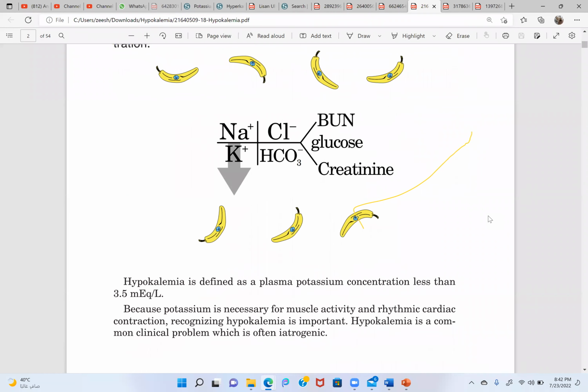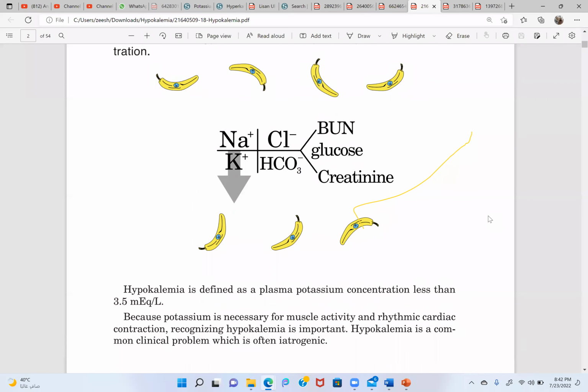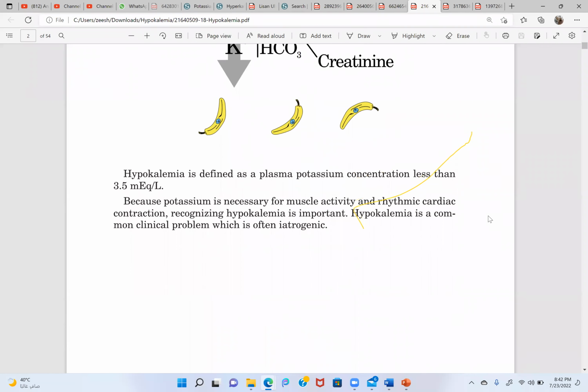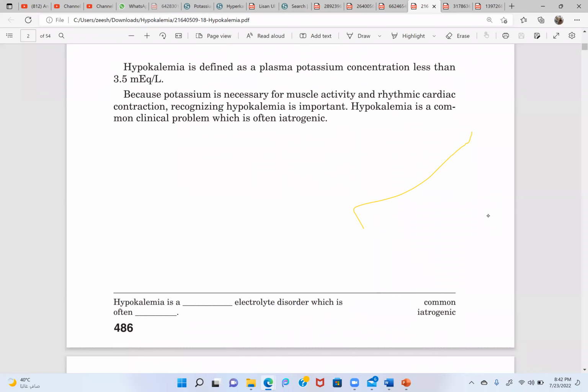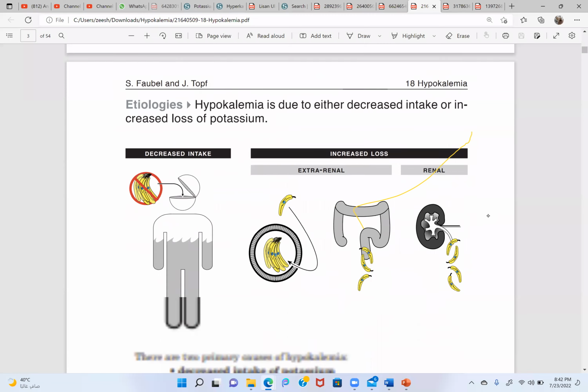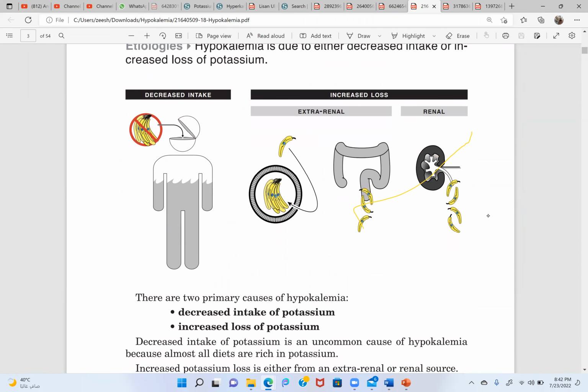Anyways, so this is hypokalemia, low potassium, less than 3.5 milliequivalent, and we will just revise whatever we discussed. Muscle activity and rhythmic cardiac conduction need potassium, so there will be problems in either of them. So either we are decreasing intake, or losing it extra-renally or renally, through kidneys or intestine.